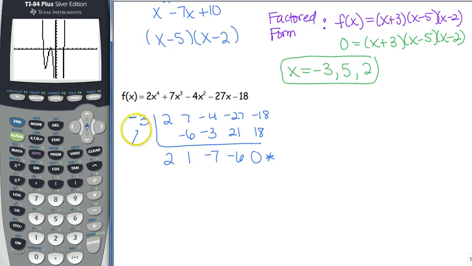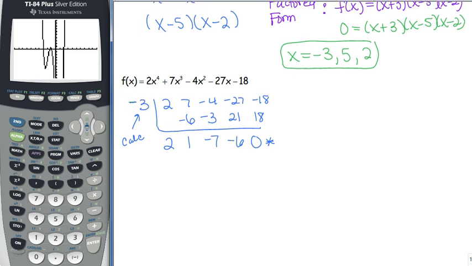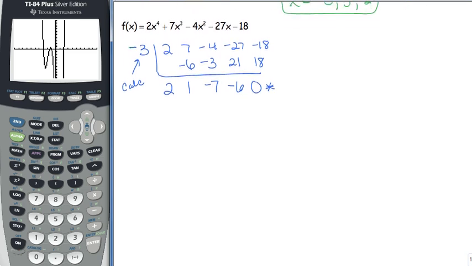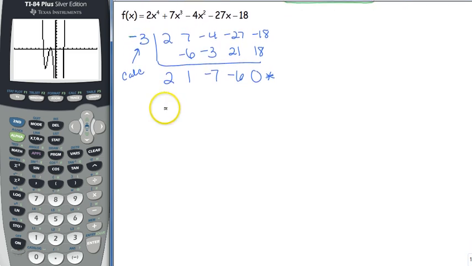And we are finding that from our calculator. Don't forget that's where the negative 3 comes from. Alright, so we factored out one solution. We started with a 4th degree. Now we have a 3rd degree left. So this is 2x to the 3rd plus x squared minus 7x minus 6.